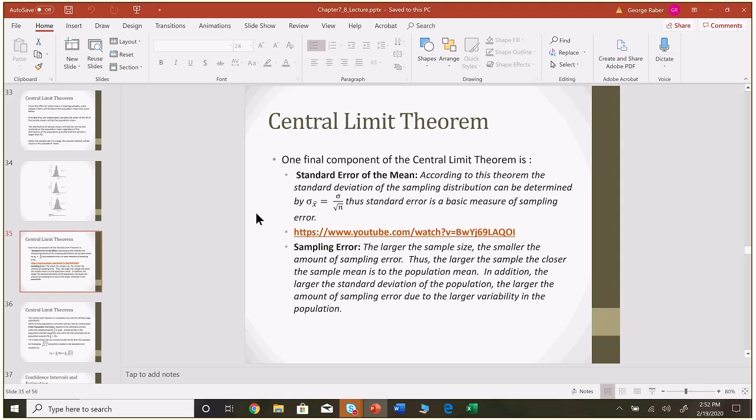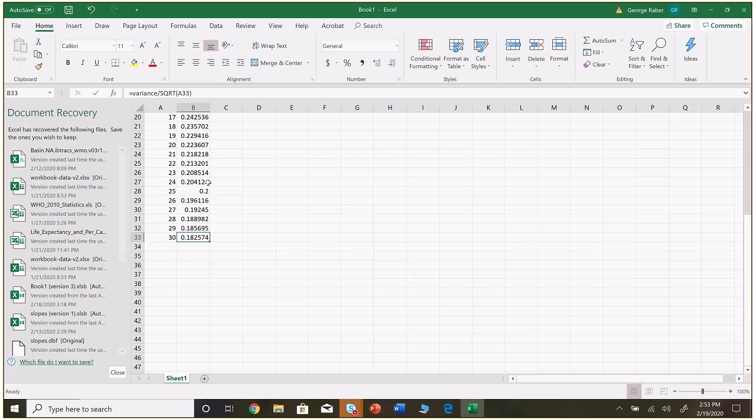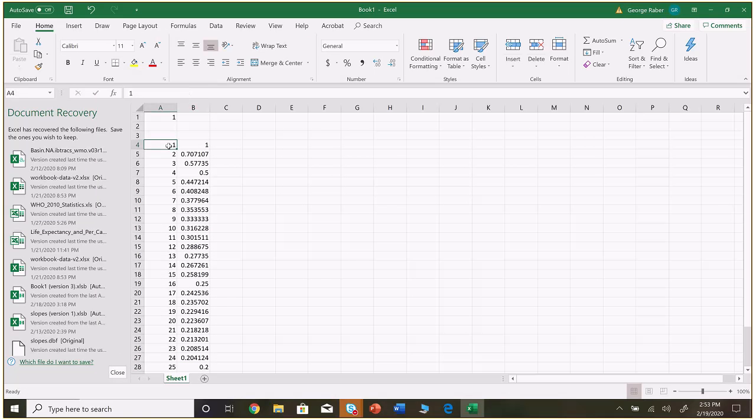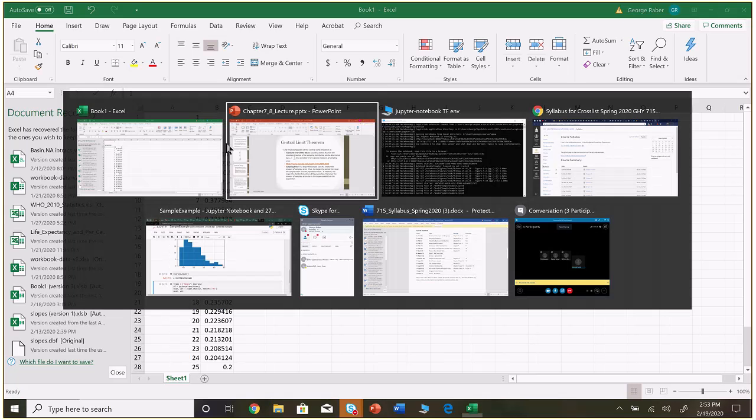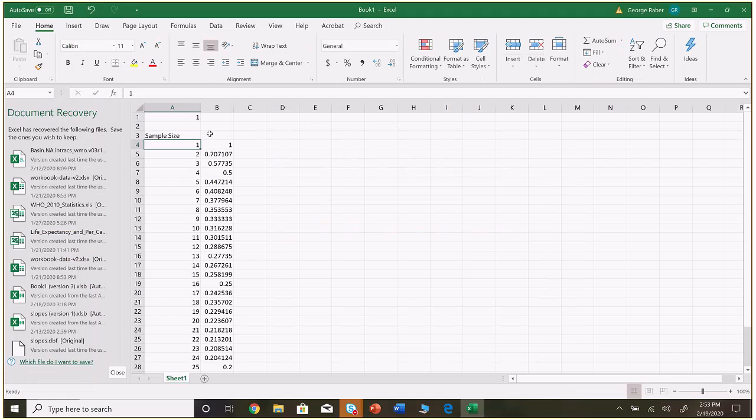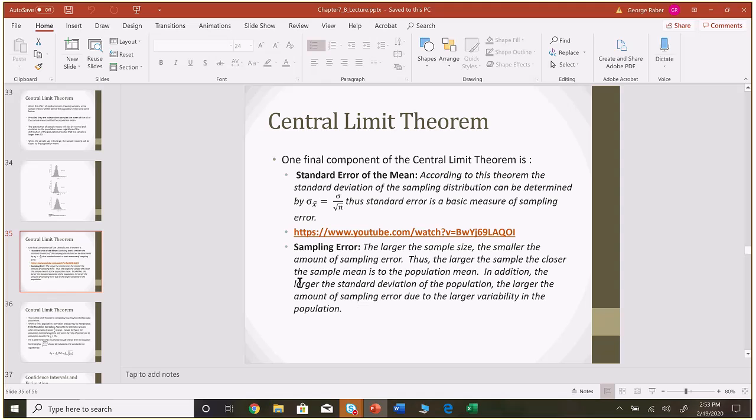Okay. All right. So what this leads to is that the larger the sample size, the smaller the amount of sampling error. You can see that. That's what I've just tried to show here. This is the sample size. And this is the standard error. You can see the larger the sample size, the lower amount of sampling error that there will be. Okay.